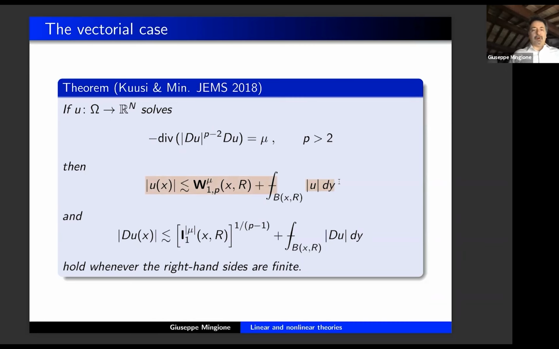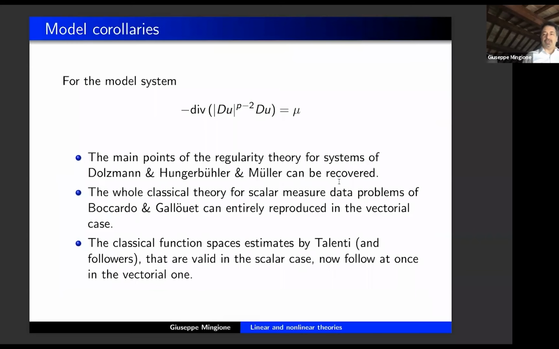This was not known before, and the gradient estimate holds for solutions to this kind of systems. The proof is very difficult, but it involves essentially the same corollaries as before, plus some benefits. For instance, if you take once again the P-Laplacian system, and if you look at interior estimates, for instance, the theory built up by Dolzmann, Ungenbrüller, and Müller for this kind of systems, then it follows as a corollary.